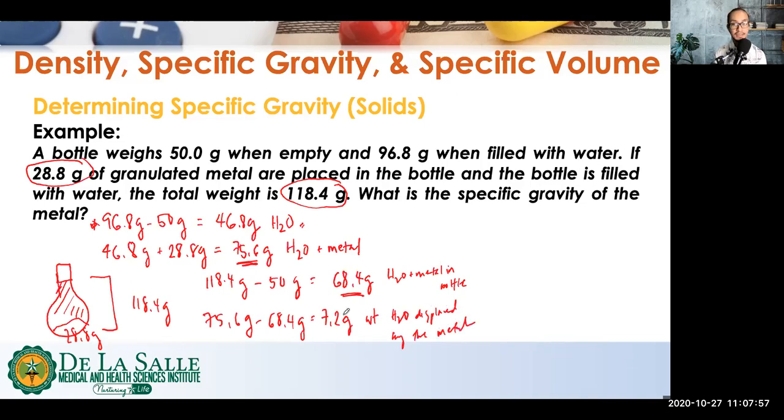Okay? Ayan. So, anong ibig sabihin yan? This is now the weight of an equal volume of water, which we can now use in the calculation of specific gravity of the metal. So, the weight of the metal in air is equal to 28.8 grams divided by the weight of an equal volume of water, that is 7.2 grams. So this is equal to 4 or 4.0. Okay? Yeah, so that's now the specific gravity of the metal.